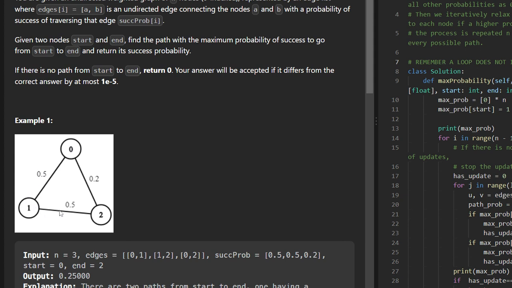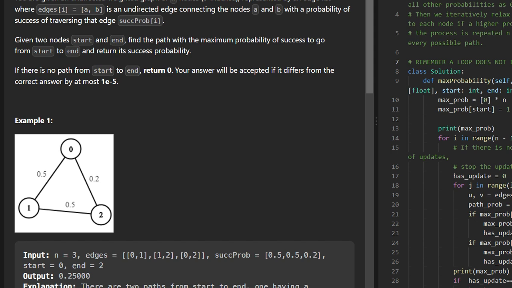Then I go from one to two. I have a probability of 0.5 times 0.5, which is 0.25. Now, again multiply it with the loop's probability, 0.25 times 0.2, which is 0.05. So if you multiply, you will see that the probabilities are decreasing, because these numbers are smaller than one. Whenever you multiply a number with a number smaller than one, the answer will only decrease, it won't increase.